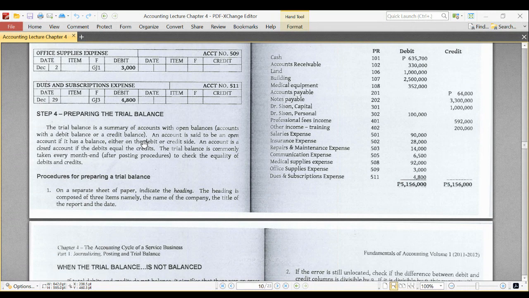Pag sinabi mong open balance, ibig sabihin yung may laman. May balance, may amount. Pag closed na yung account, ibig sabihin, zero na yung balance. If the debits equal the credits, closed account yun. Ibig sabihin, zero yung magiging ending balance niya. Pero pag ang ending balance niya ay may debit or credit side, depending on the normal balance, then that is what you call an open account. So again, ano lang ba sinasama sa trial balance? Those which have balances or those which are open accounts.